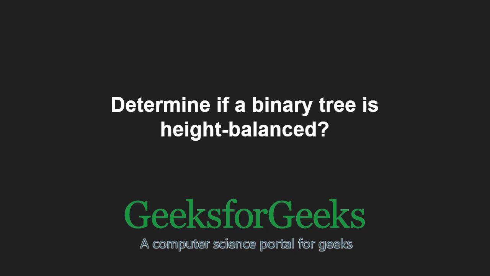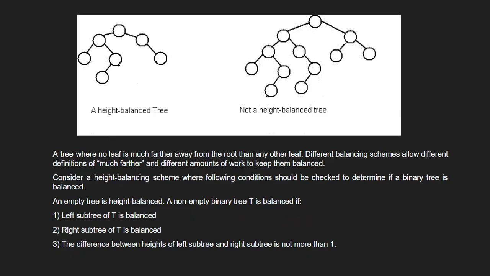In this video, we are going to understand the program which helps us in determining if a tree is height balanced. First, let us understand what exactly a height balanced binary tree means. A height balanced tree is one where no leaf is much farther away from the root than any other leaf. An empty tree is height balanced. A non-empty tree T is balanced if the left subtree of T is balanced, the right subtree of T is balanced, and the difference between heights of left and right subtrees is not more than 1.